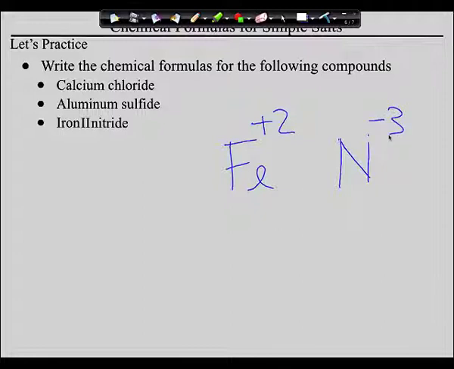So now guys, let's try this. See if you can do this. What is the least common multiple of 2 and 3? 6. So how many irons do we need? 3. And then how many nitrogens make -6? 2, so Fe3N2, and there you have it. You guys good? Go ahead, Mason.